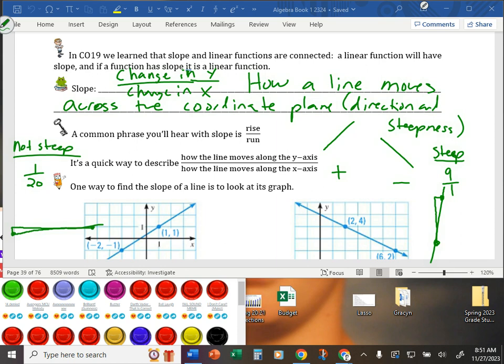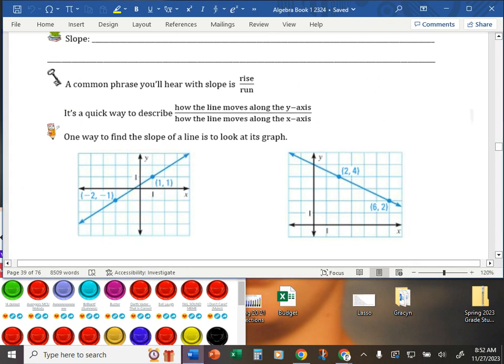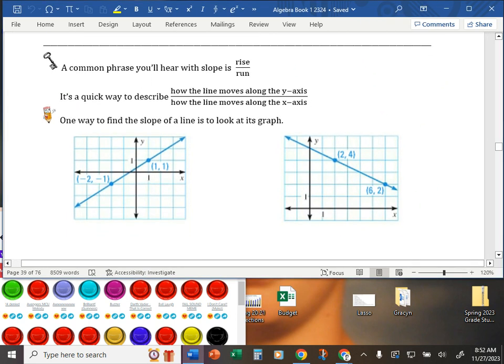So the relationship of the rise to the run tells you how steep the line is. If your rise is much greater than the run, it's very, very steep. If your rise is much smaller than the run, it's not very steep at all. So how a line moves across a coordinate plane: both direction, positive, negative, up, down, and then steepness as well. And then rise over run, how the line moves across the y-axis over the x-axis. We talked about all this stuff before.